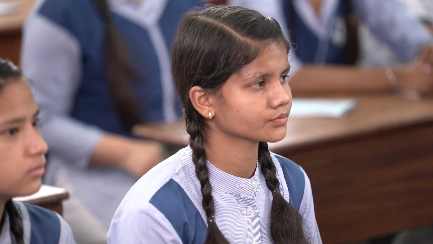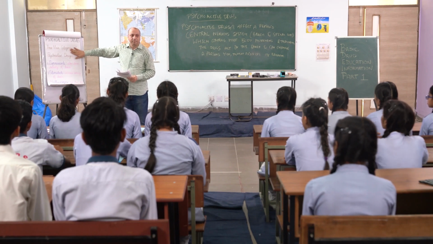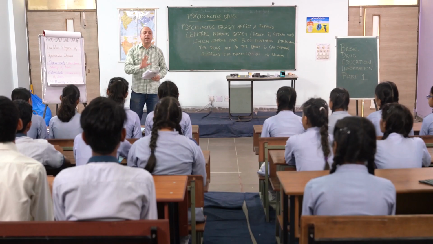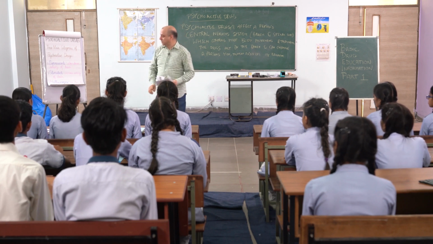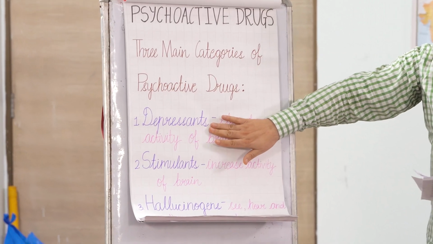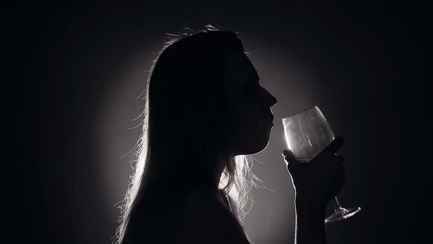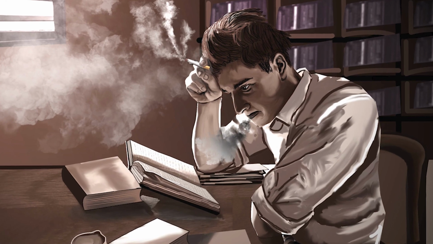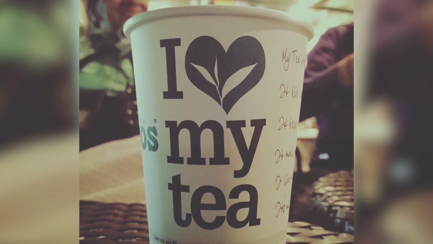So psychoactive drugs have three main categories. What are the three main categories of psychoactive drugs? Depressants. This slows down the activity of our brain. Stimulants. It increases the activity of our brain and makes us more alert. Hallucinogens.